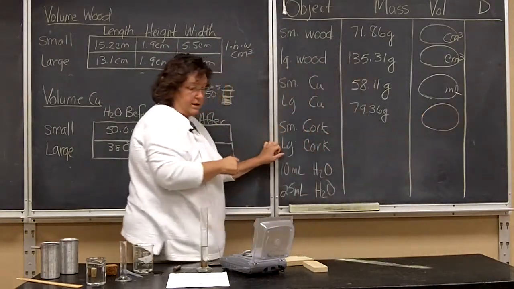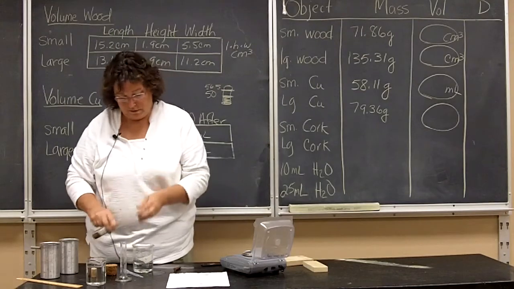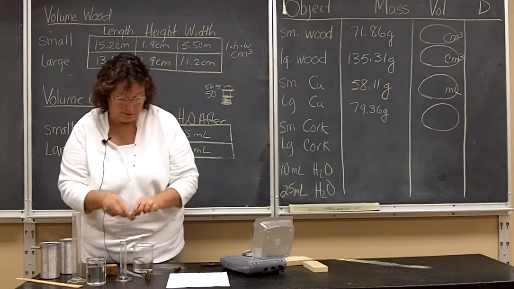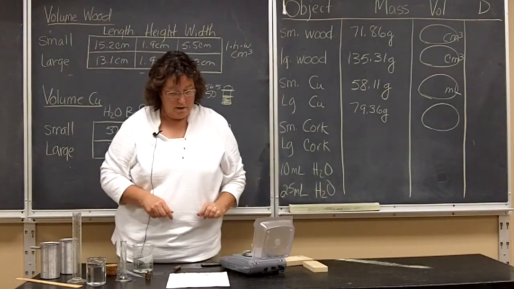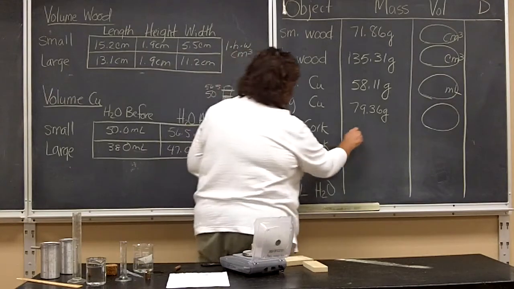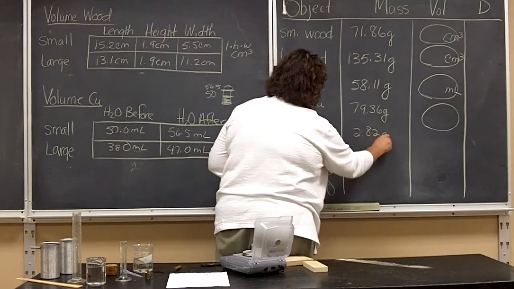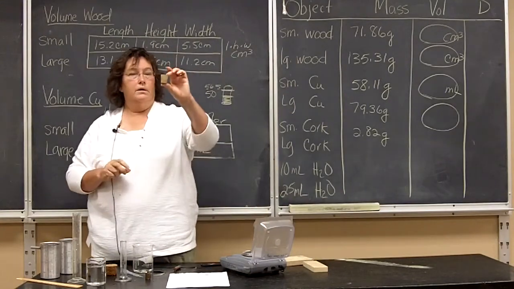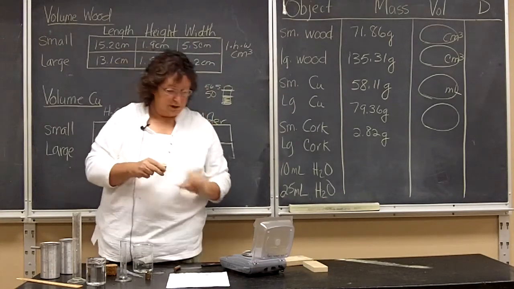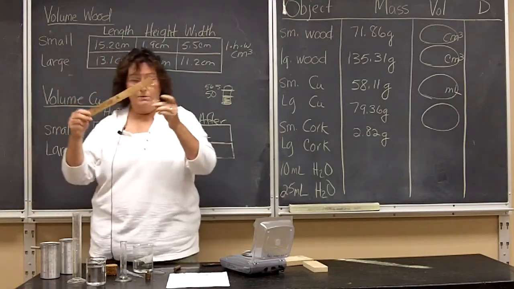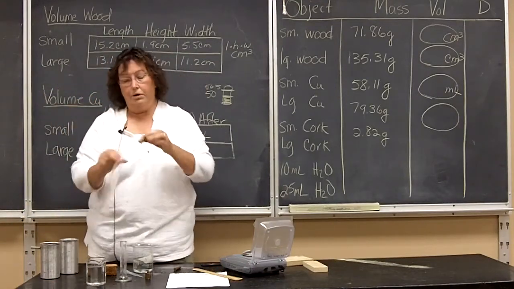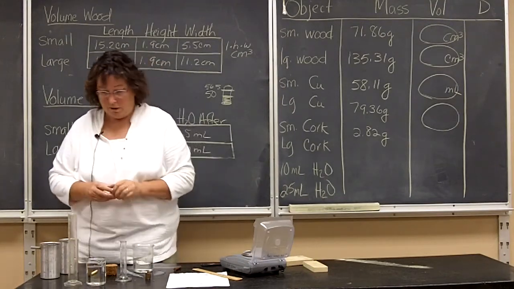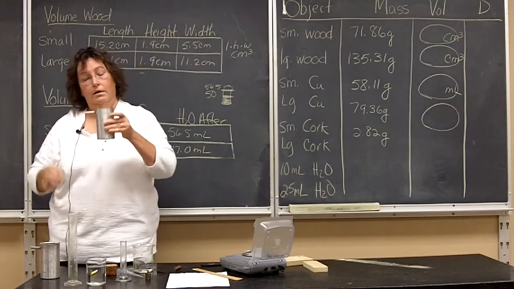All right, our third set of objects, we have the corks. So to start with, I'll get the mass. That small cork is only 2.82 grams. All right, look at that cork though. It doesn't have a regular shape, so I can't take length times height times width. And if I put it in here, it could get stuck. So I'm going to use water displacement this way.